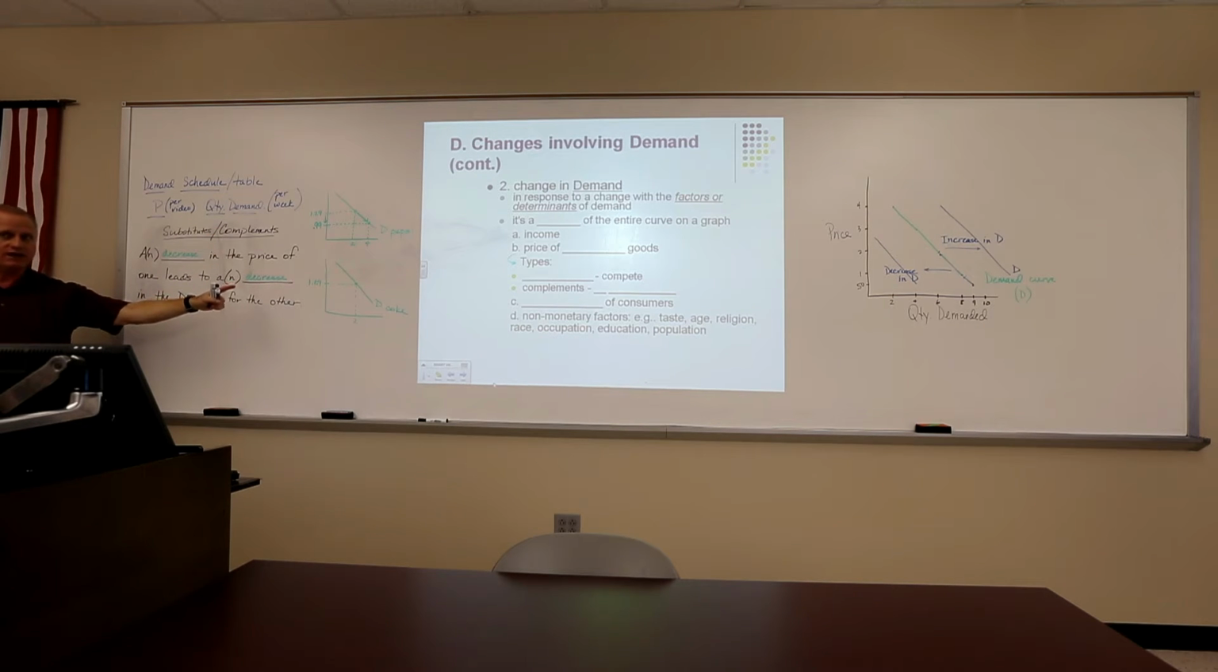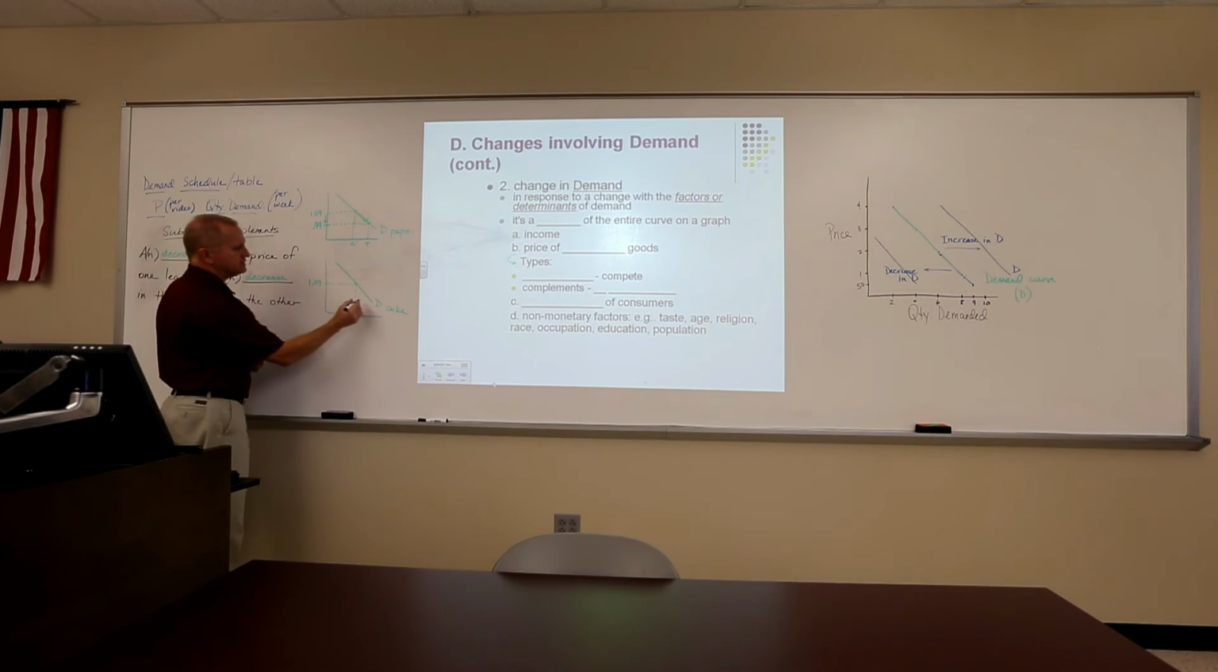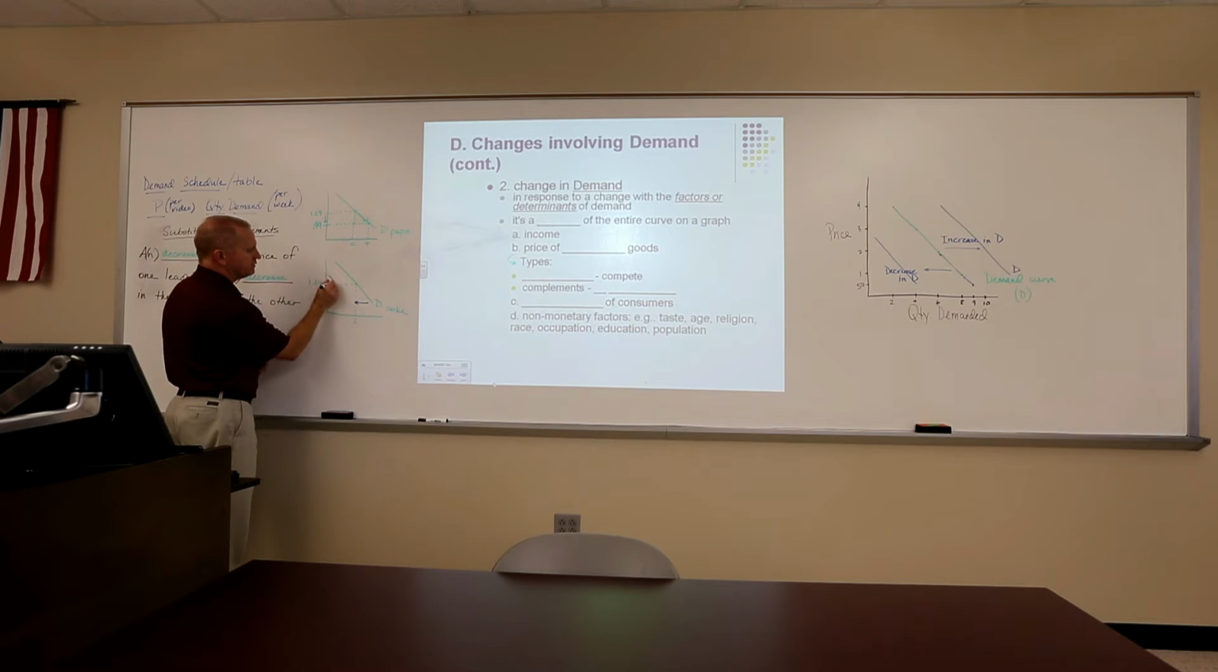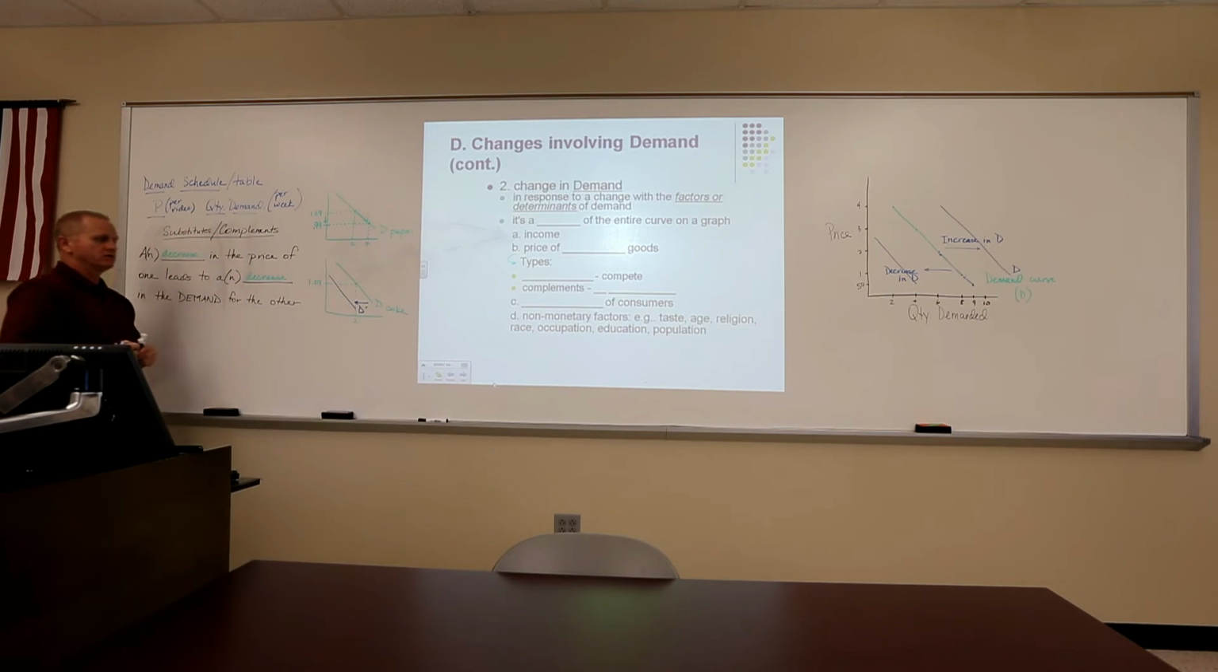But on the bottom graph, it's not a movement, it's a shift. So the entire curve will decrease or shift for Coke. So there'll be a new line, decreases. So a decrease in the price of one, going from $1.29 to $1.99, leads to a decrease in the demand for the other. No one's going to buy the Coke. And that's typically what happens.